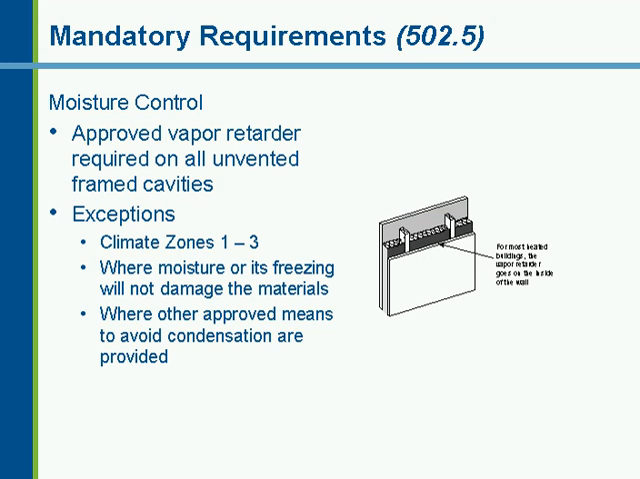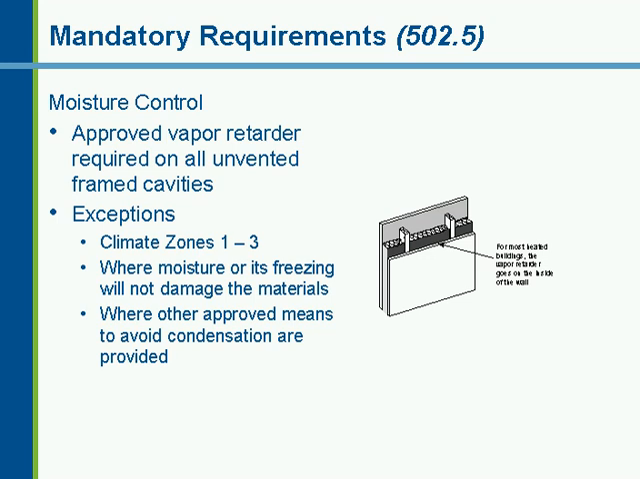We'll take a look at one more requirement right now, and that will be on moisture control. And essentially the requirement is that any unvented framed cavities, this is going to be a wall system, roof ceiling assembly system, or floor system, has to have a vapor retarder installed on the warm in winter side of the insulation. And there are exemptions, rather, in certain climate zones.